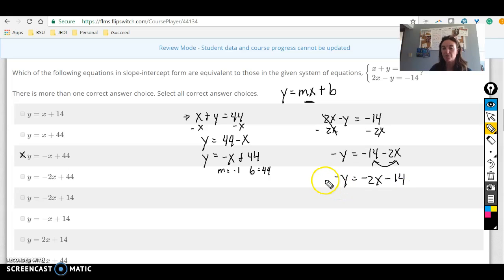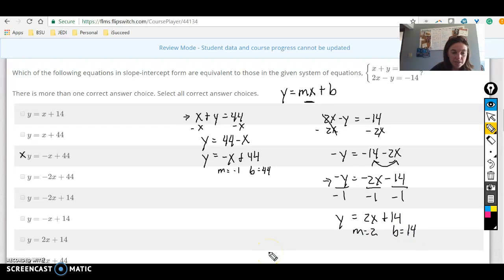The problem here is, though, that I still have a negative 1 in front of that y. In order to be in y equals mx plus b, I have to just have y. I can't have any coefficients in front of y, and I can't have any negatives in front of y. So I need to divide this by a negative 1, and when I divide the left by a negative 1, I have to divide every term on the right by a negative 1. So when I do that, I get y equals 2x plus 14. And what that's telling me is that my slope is 2 and my y-intercept, or my b value, is 14.